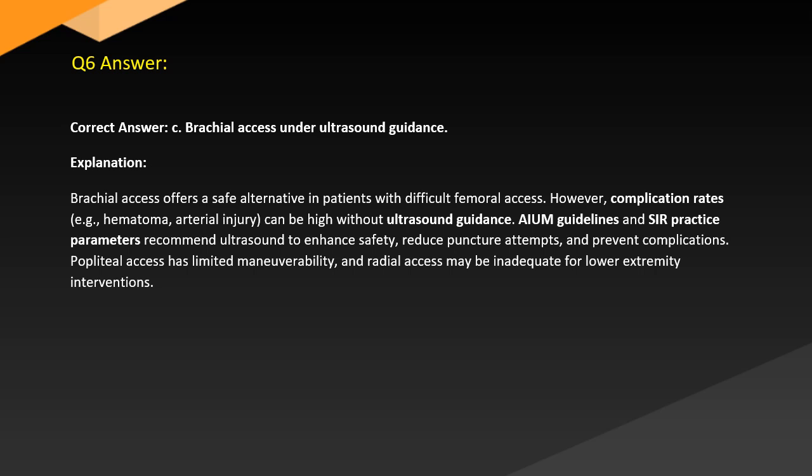Answer. Correct answer: C. Brachial access under ultrasound guidance. Explanation. Brachial access offers a safe alternative in patients with difficult femoral access. However, complication rates, e.g. hematoma and arterial injury, can be high without ultrasound guidance. Guidelines and practice parameters recommend ultrasound to enhance safety, reduce puncture attempts, and prevent complications. Popliteal access has limited maneuverability, and radial access may be inadequate for lower extremity interventions.